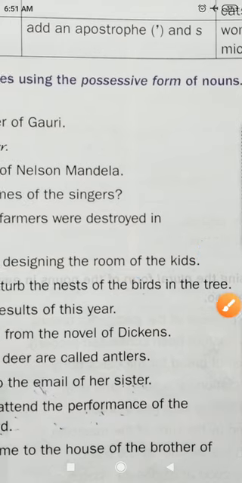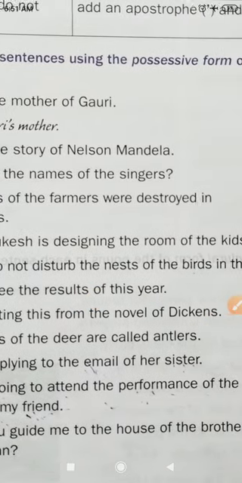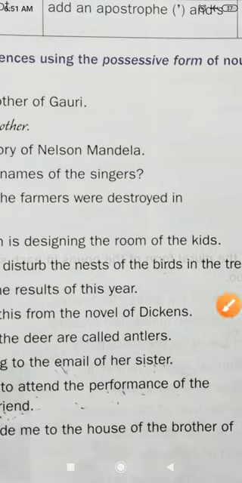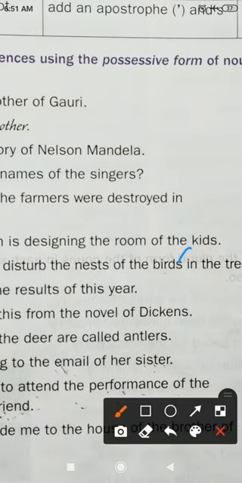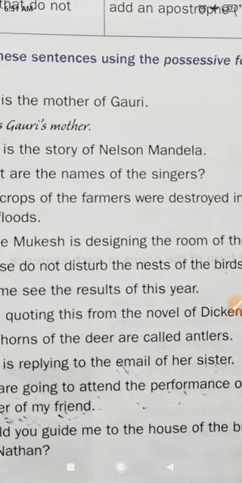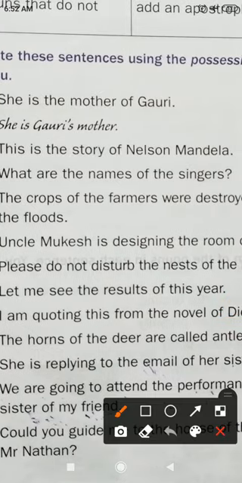Understood? Okay. And now in question number 6, please do not disturb the nests of the birds in the tree. We can write here in the possessive case birds' nests. We do not disturb birds' nests in the tree. In the next question, let me see the results of this year. In this sentence we write this year's results.